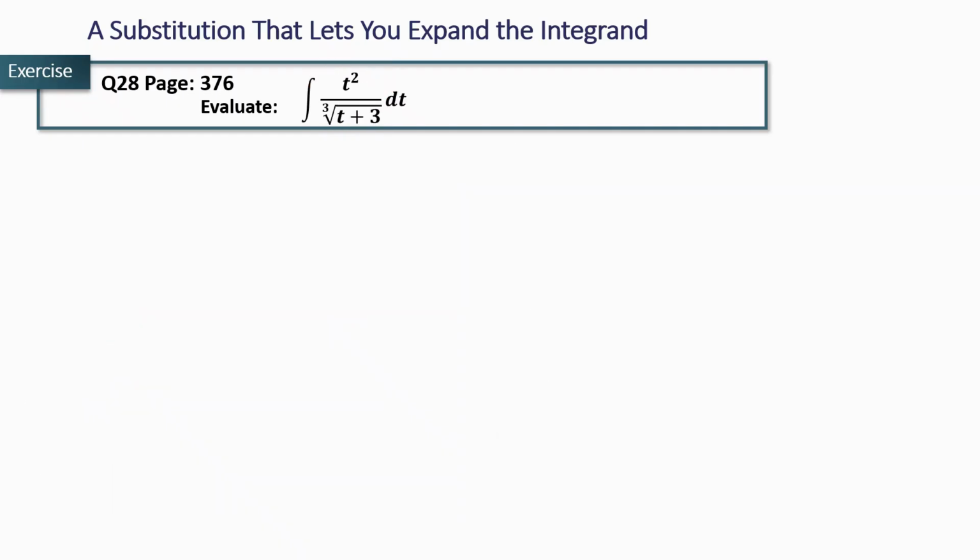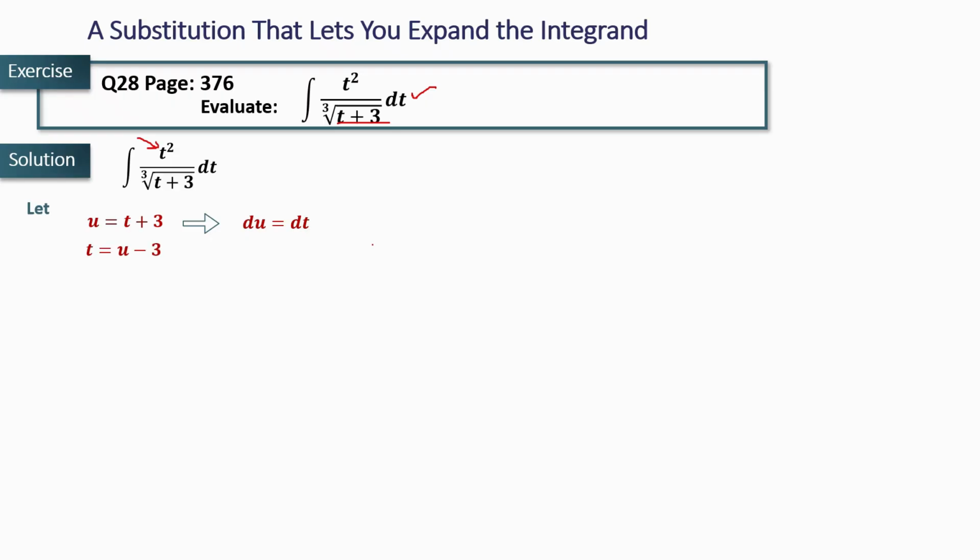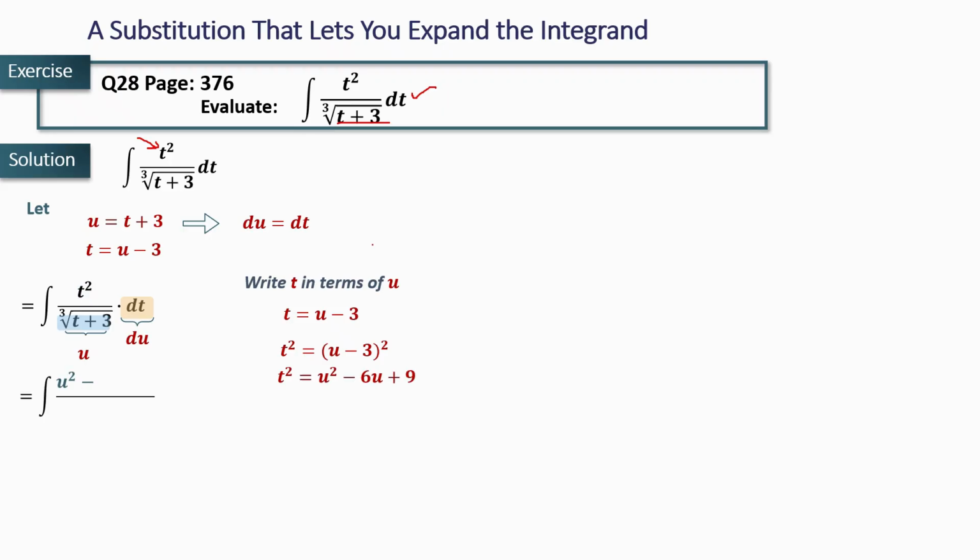Here again, be careful. We will consider our u as t plus 3. When you consider our u as t plus 3, what is dt? du. Let's substitute du for dt. Let's substitute u for t plus 3. But what about this t? u minus 3. Let's bring all the substitutions here. So a minus b the whole square, which is the a square minus 2ab plus b square format.